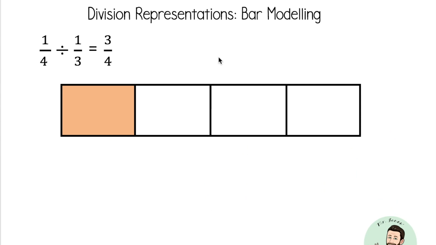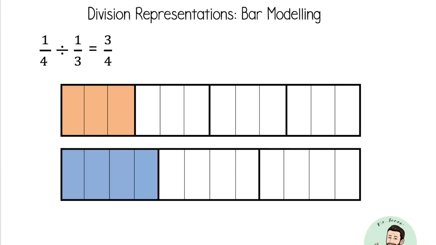So we can also use bar modeling. In this case, I've taken a bar and I've shaded in 1/4 of it. I'm going to do one below. I'm going to divide that one into thirds, which is the second fraction. And in this case, again, I used a common denominator.